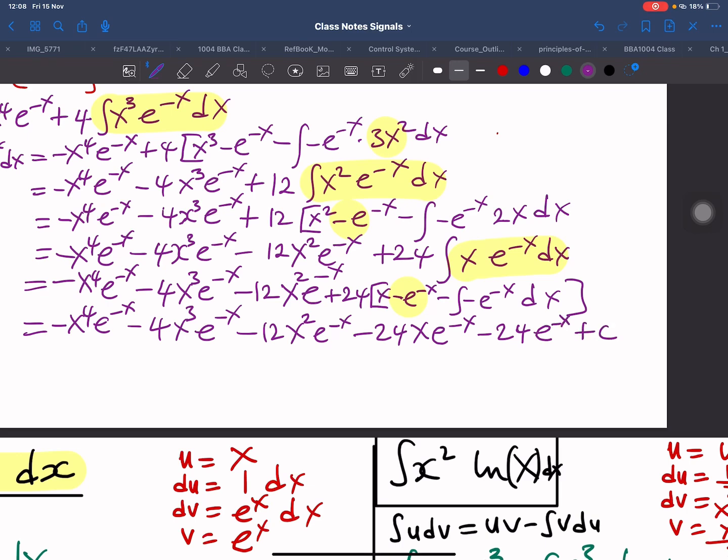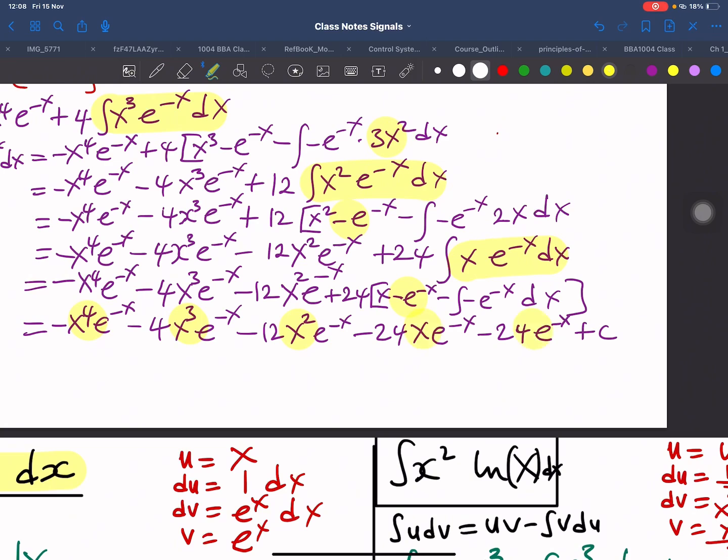Now, what we need to do is to find where e raised to power minus x is. It is here, and it has minus. It is here, and it has minus. It is here, and it has minus too.